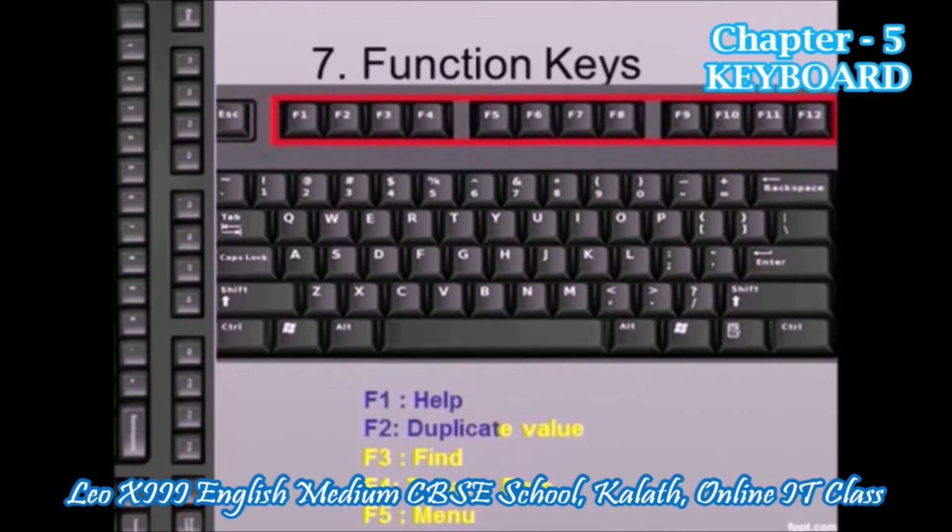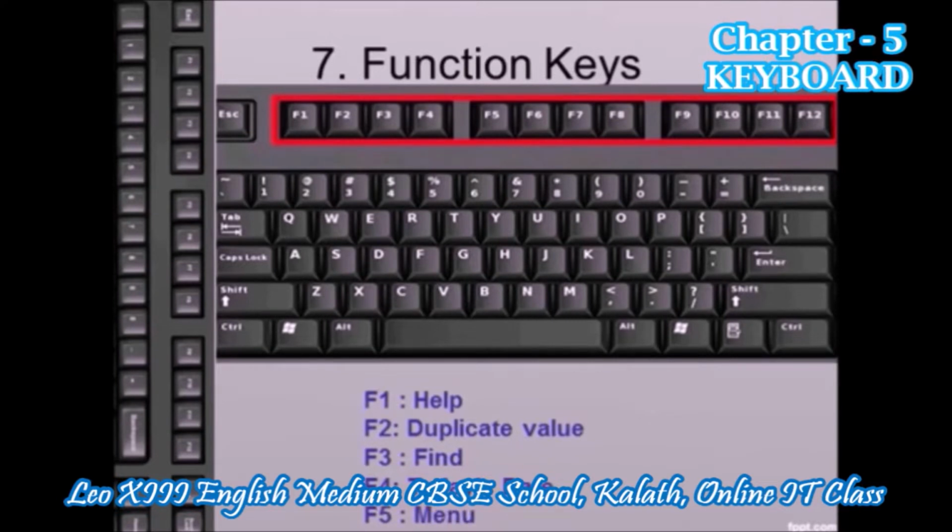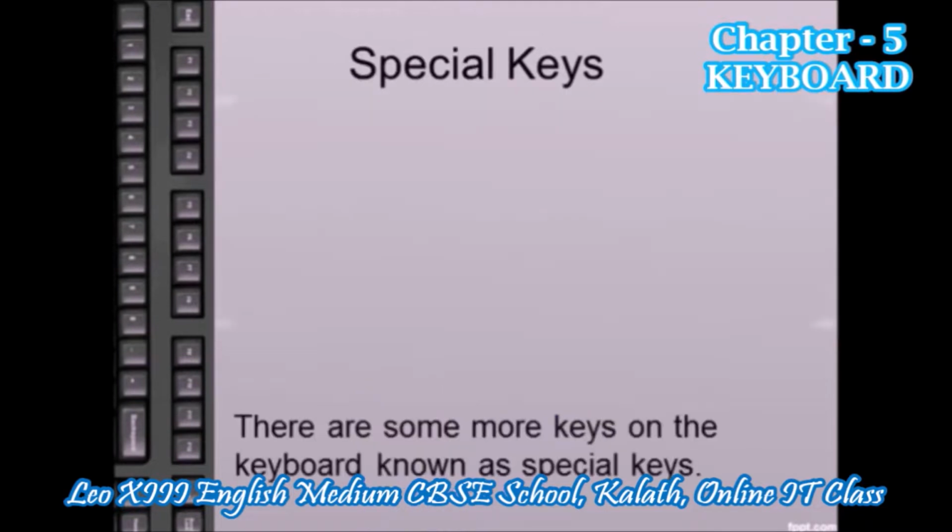Function keys. Function keys are present above the number keys on the keyboard, ranging from F1 to F12. Each key has a specific function. For example, F1 is used for help, F2 is used for duplicate value, F3 is used for find, F4 today's date, and F5 menu, etc.